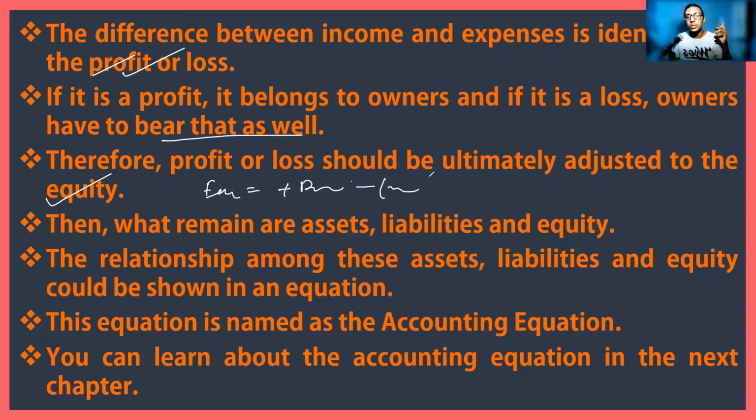So then what remain are assets, liabilities and equity. The relationship among these assets, liabilities, and equity could be drawn into an equation. As I said earlier, the accounting equation would be A equals E plus L: assets equals equity plus liability, right? This equation is named as the accounting equation. You can learn about the accounting equation in the next chapter, and I have already completed that part.